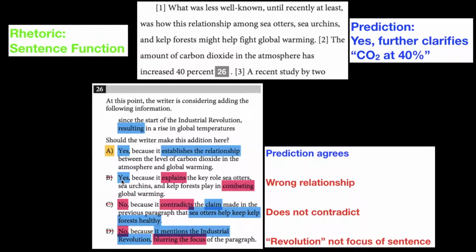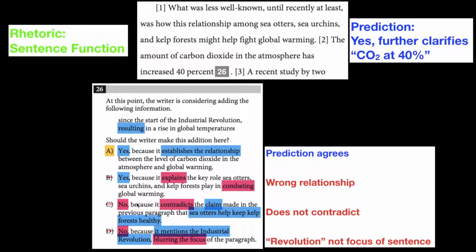Yes, because it explains the key roles sea otters, sea urchins, and kelp forests play in combating global warming. Well, not really. That's not what this does. You might find this kind of information elsewhere in the passage. It's true, but it's not in here. It's not part of the insertion that we're thinking about adding. So yes is the right reason, but this is not it right here. It's the wrong relationship, and maybe even the wrong reason.